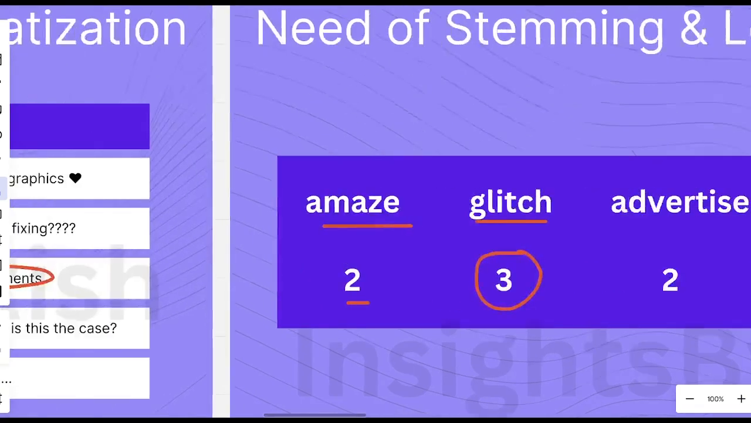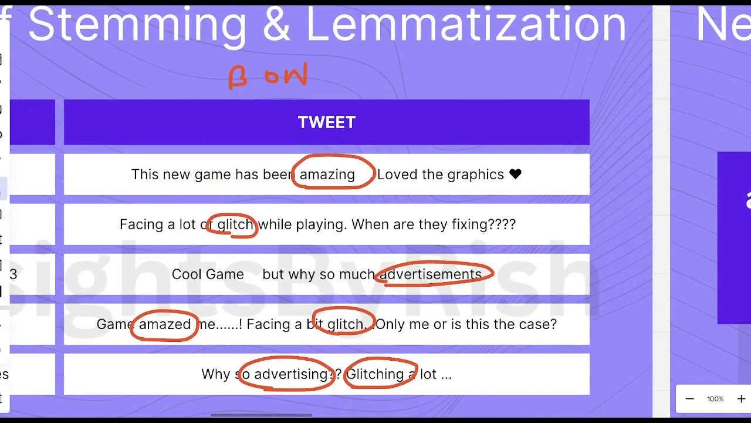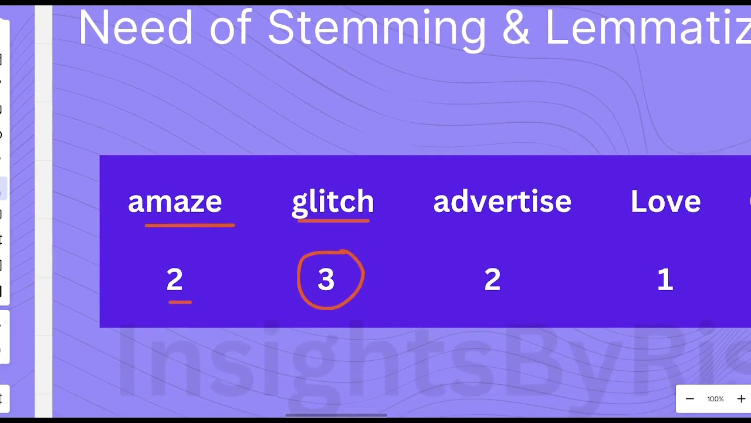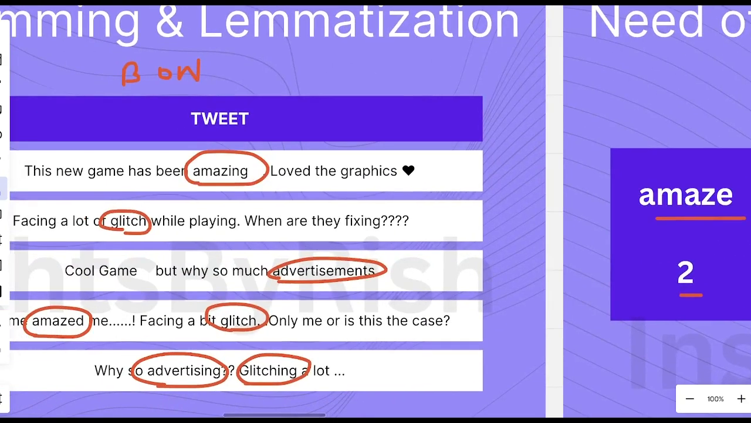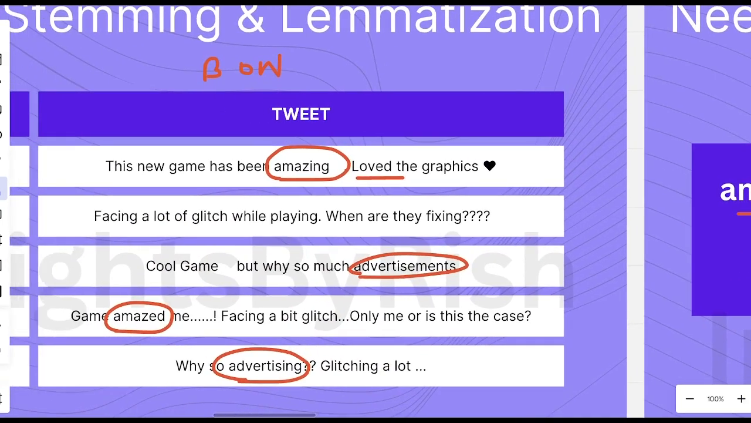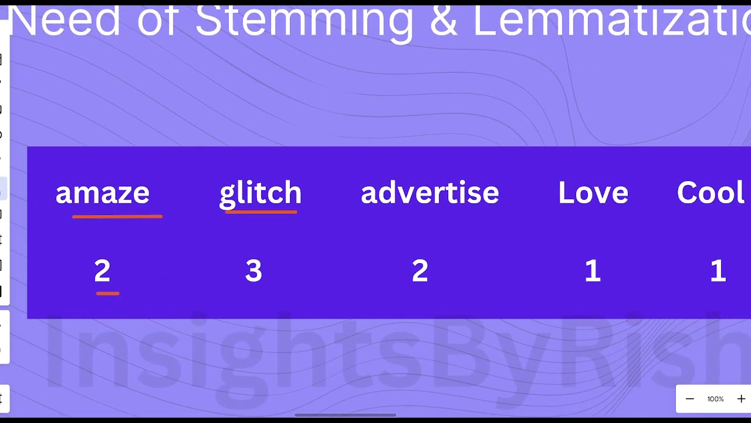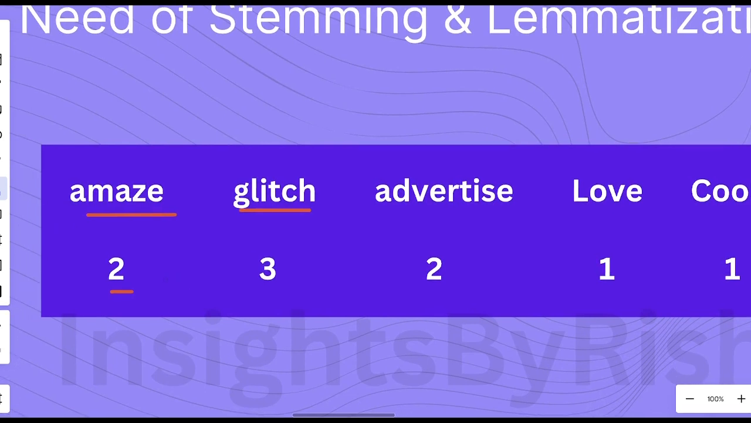In a similar way, the advertise word has occurred twice in the form of advertisement and advertising. And there is love, the base form of loved is love. Similarly, we have one more word here, cool game. The cool itself is the base form. So these two words have occurred only once and they have the frequency 1. This is your bag of words where you are storing the word along with its frequency.